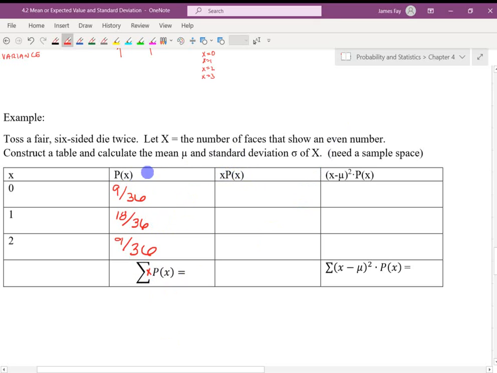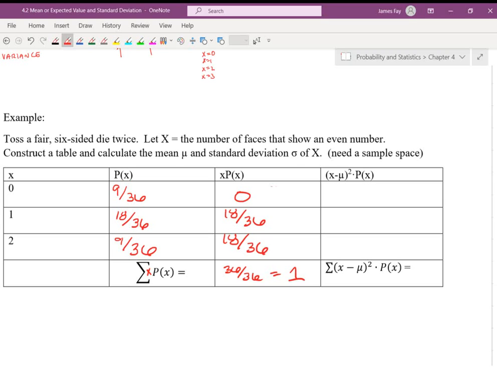So multiply these out. You get 0 there, right? I get 18/36 there. And I'm going to get 18/36 there. The expected value is the sum of your x times p of x's. Well, that's 36 out of 36, right? Which is 1. Okay? So if I do this an infinite number of trials, roll 2 dice, an infinite number of trials, on average, I'm going to get one face to show up even. Does that make sense? That's what that's saying.